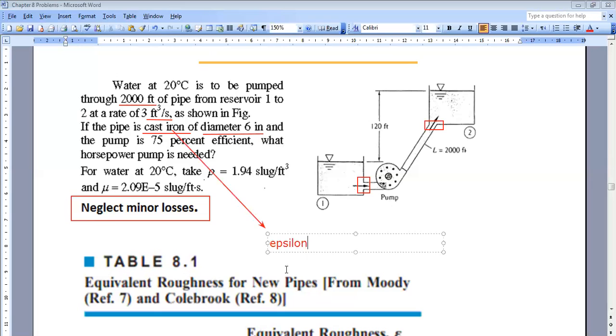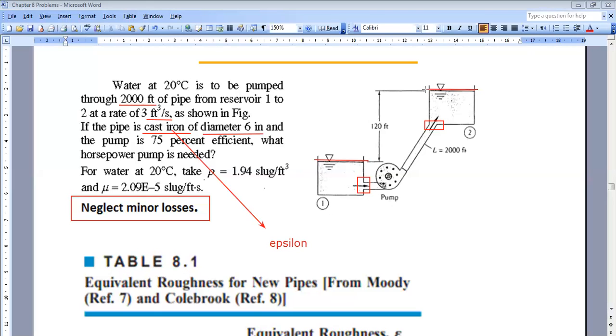So now, what I will do, as we said, first step, always write the energy equation. I will write the energy equation from this point here to this one, okay? Because I know conditions at these two levels.